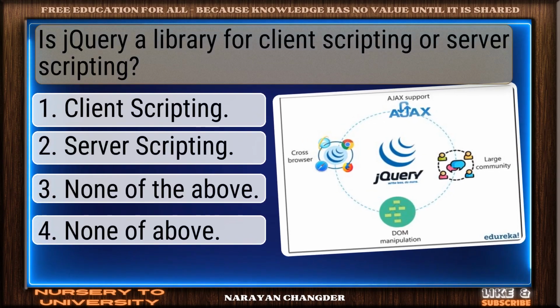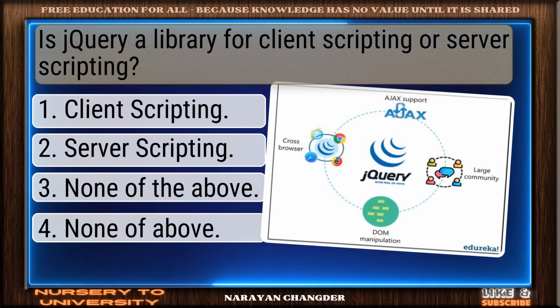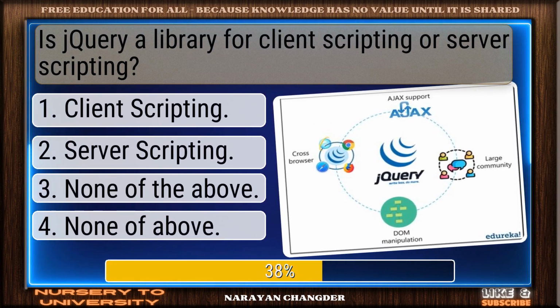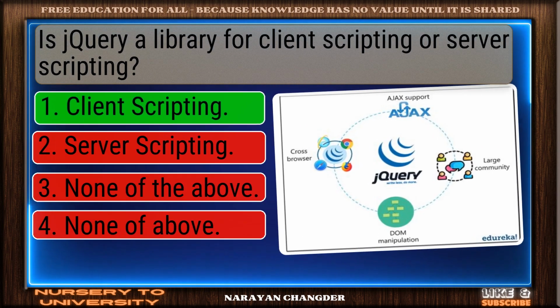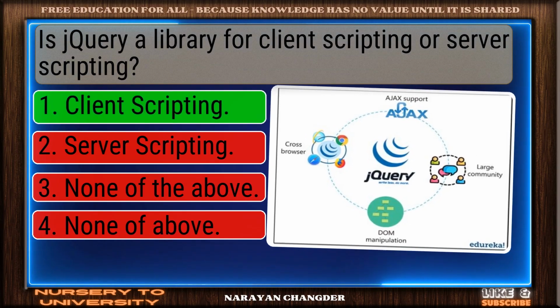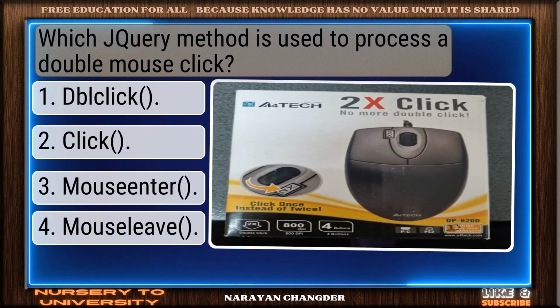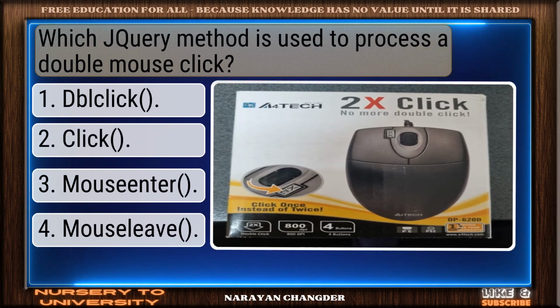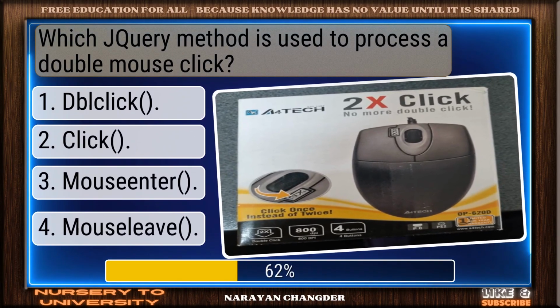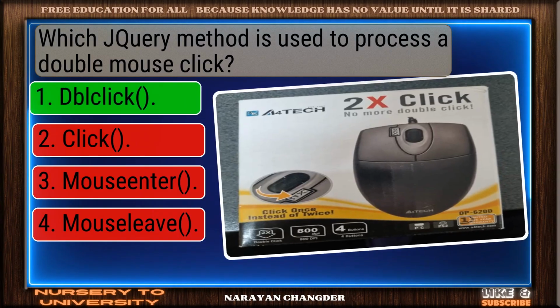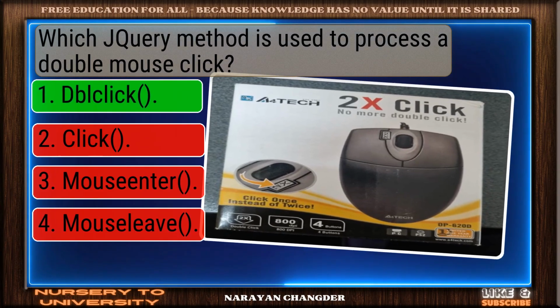Question number 7. Is jQuery a library for client scripting or server scripting? Perfect. Client scripting is the correct choice. Question number 8. Which jQuery method is used to process a double mouse click? Nice work. You chose double click and it is correct.